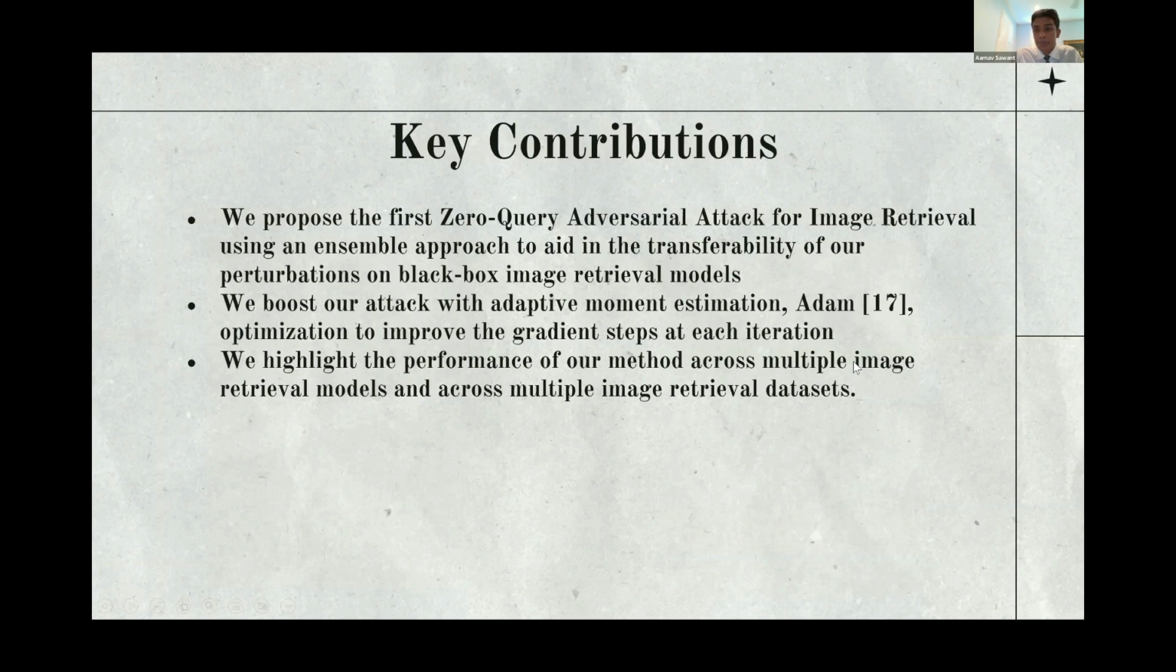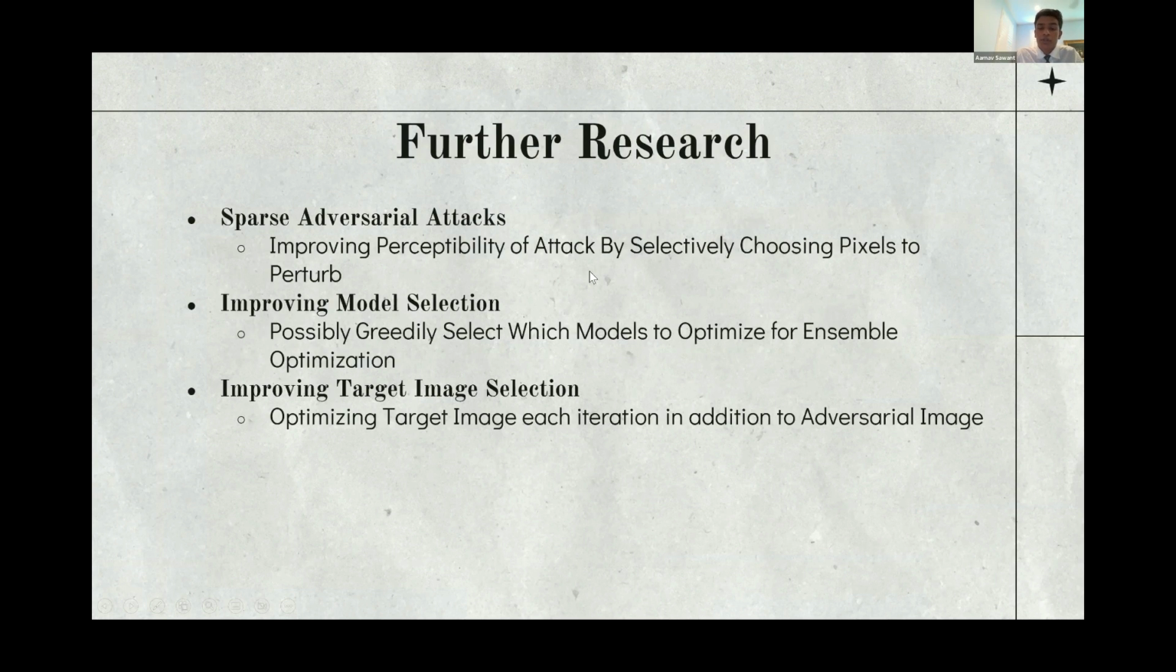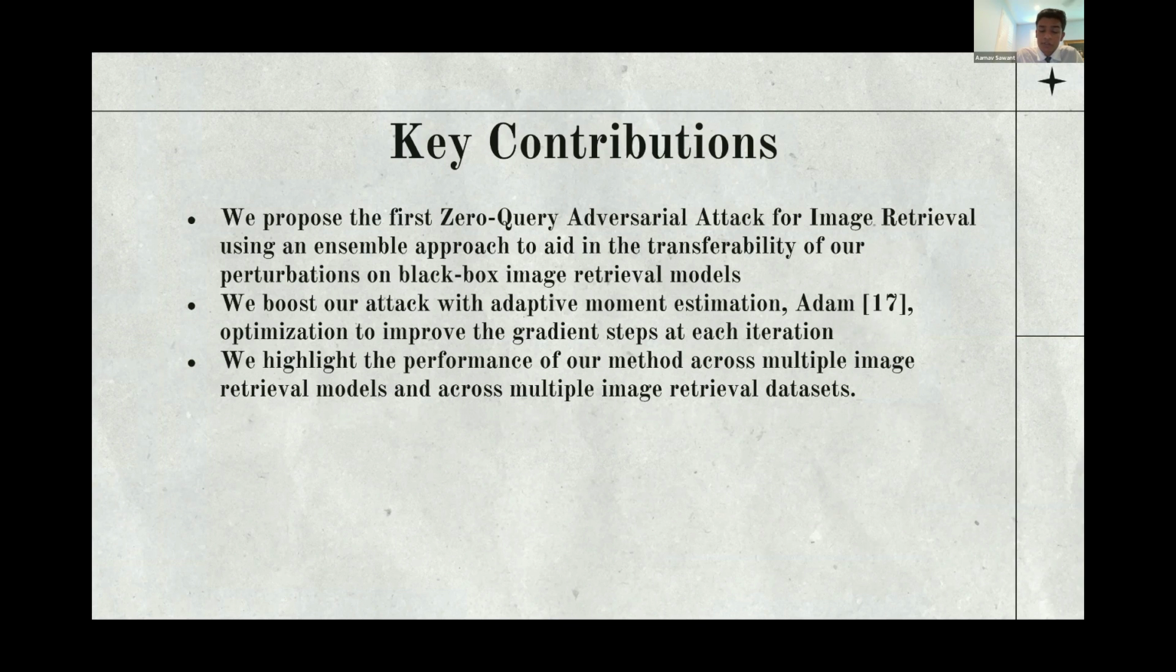These are our key contributions for this research. We first proposed the first zero query adversarial attack for image retrieval, using an ensemble approach to aid in the transferability of our perturbations on black box image retrieval models. We boost our attack with adaptive moment estimation, ADAM, to improve the gradient steps at each iteration. We highlight the performance of our method across multiple image retrieval models and across multiple image retrieval datasets.